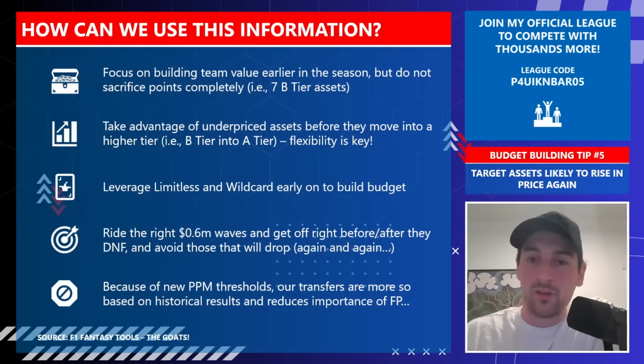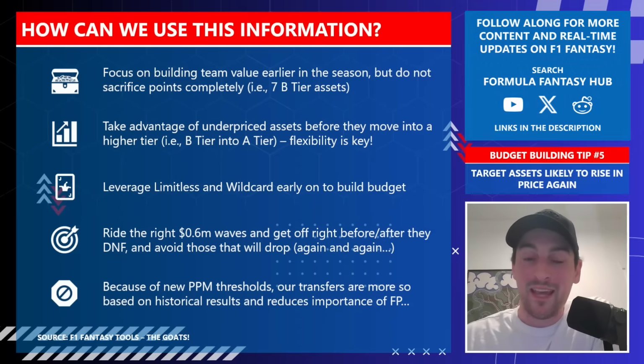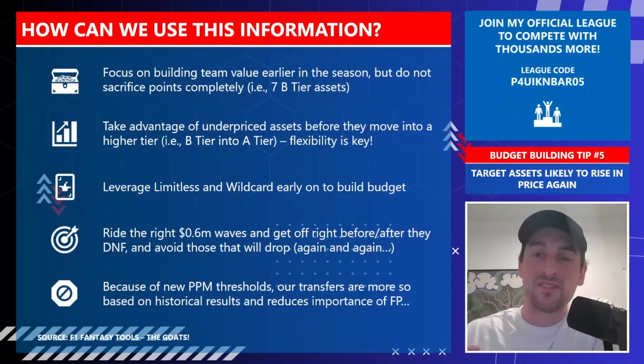The likes of Bortoleto and Hadjar DNF'd in Australia. Until that DNF falls off their rolling 3-week average, they are poisonous, and avoiding them not just for the first week they DNF, but subsequent weeks where their price will continue to go down will also position your team to sustain their current team value.